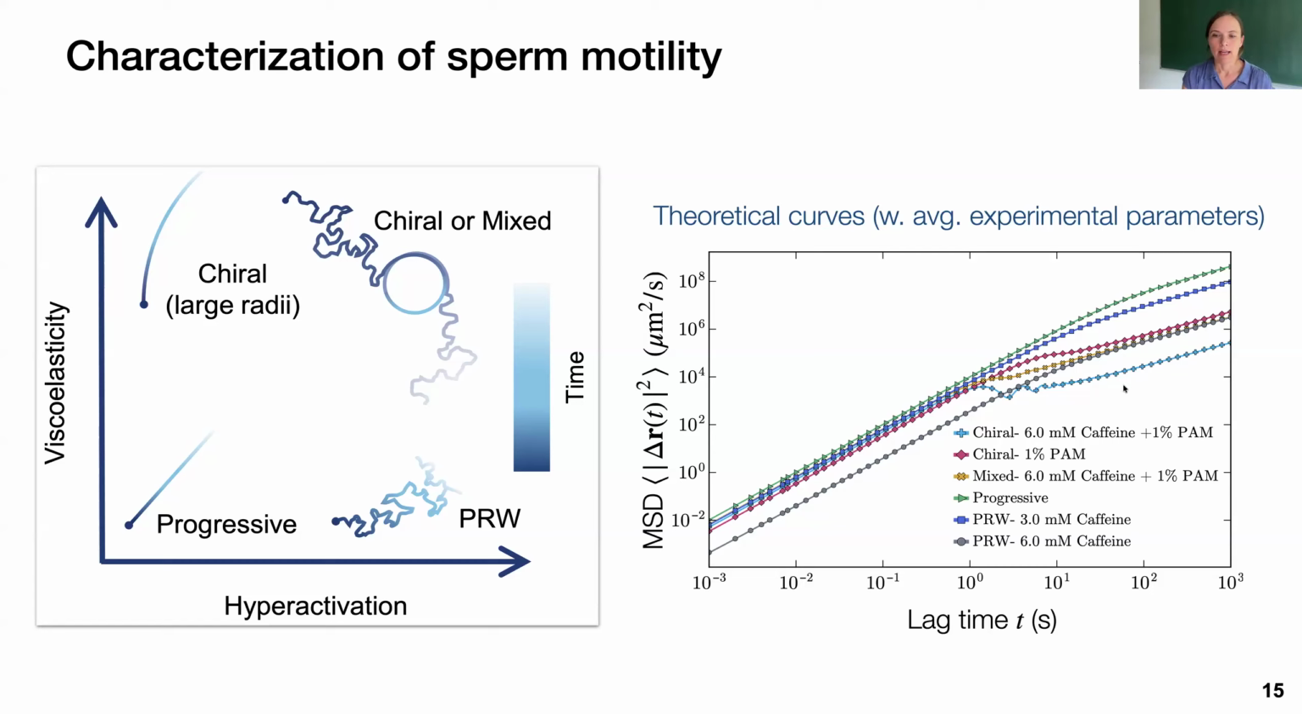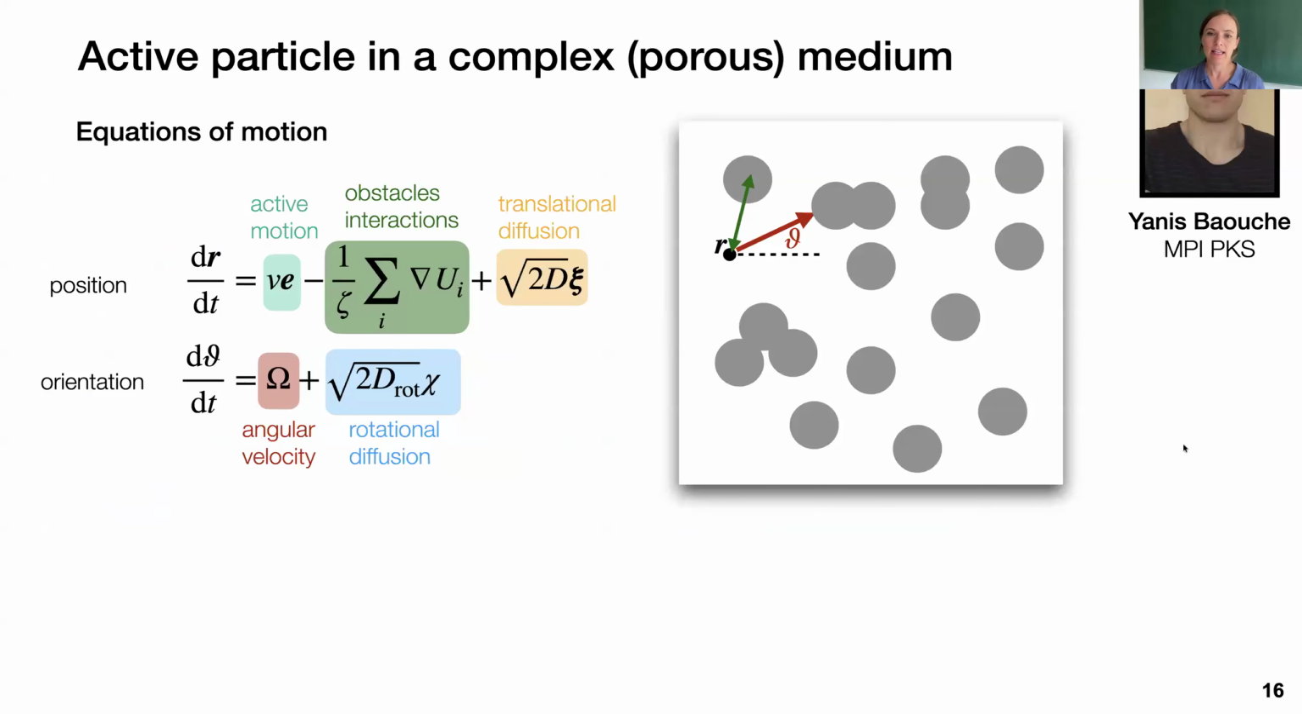Now, the question that we were asking was, okay, sperm have all these different modes. What could be a biological advantage of doing one over the other modes within the female reproductive tract? Now, of course, this is a very complicated system. And so what we did was something a lot easier.